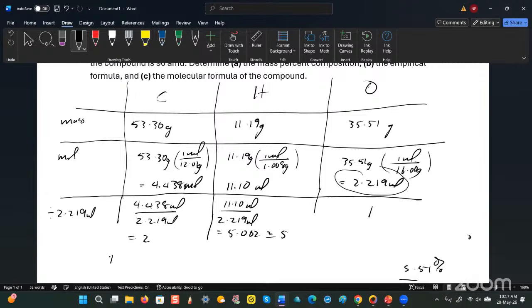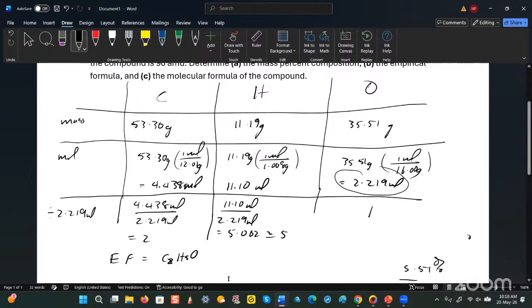So therefore, the empirical formula will be C2H5O. And that's it. All right, so that's the empirical formula, which answers the B part.